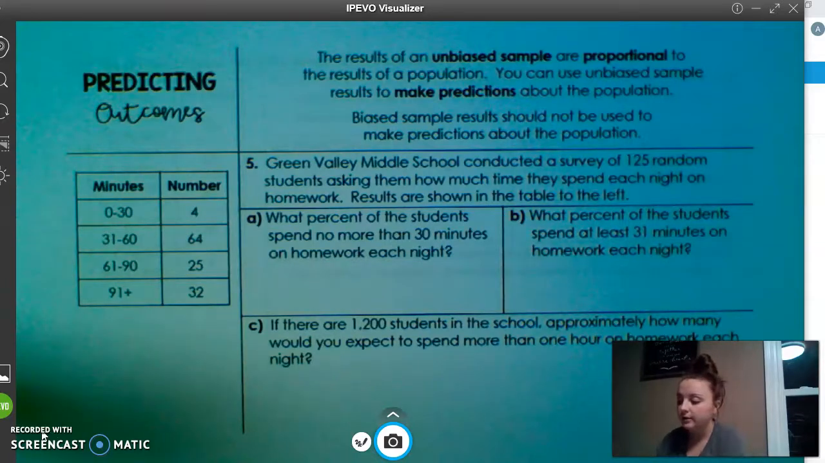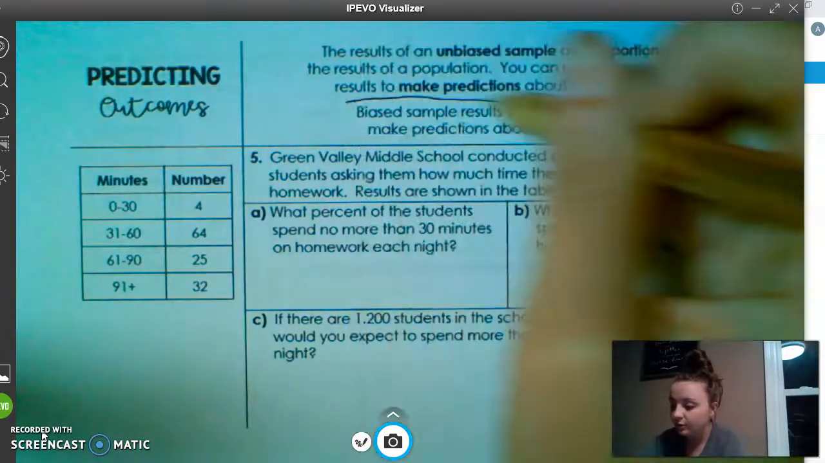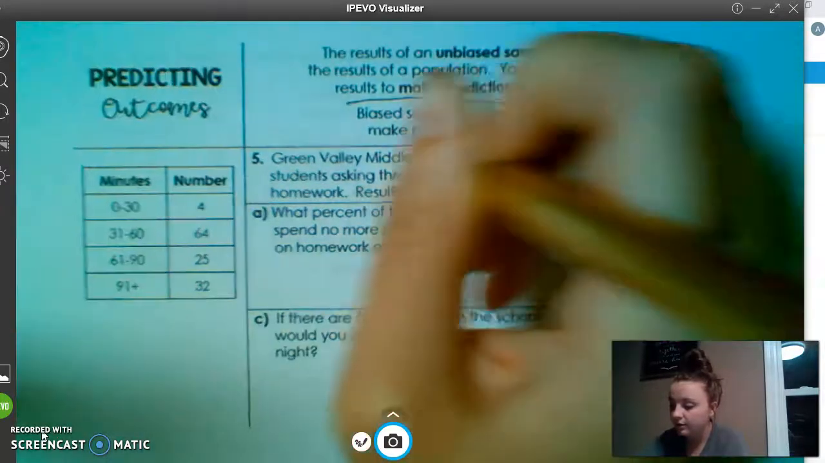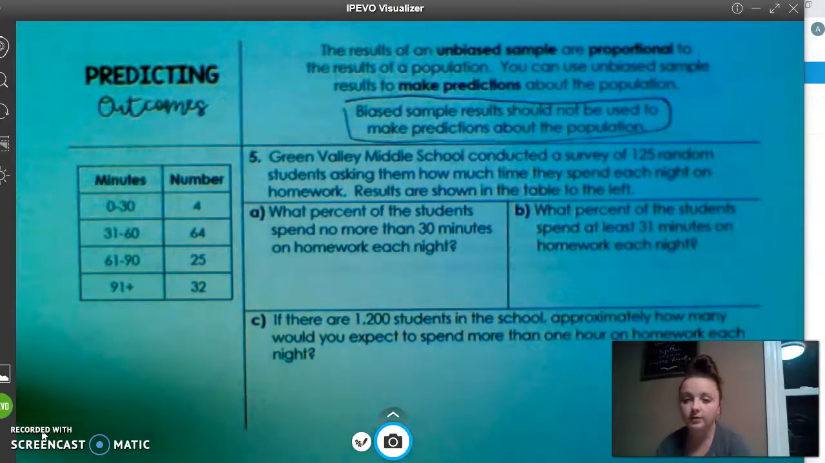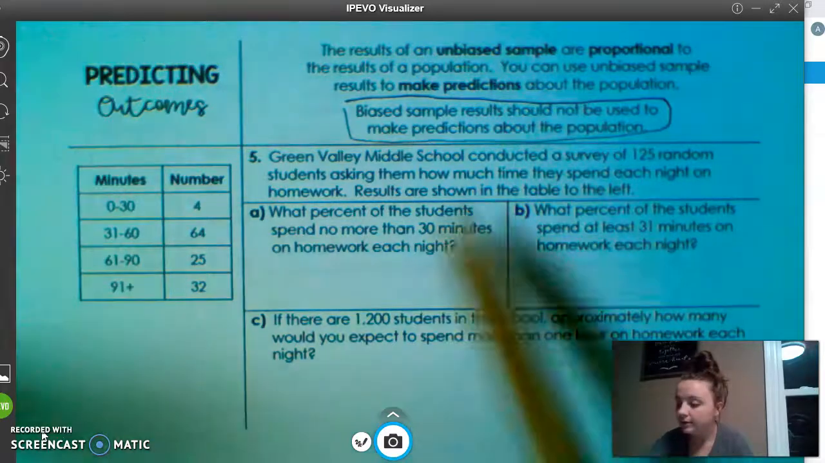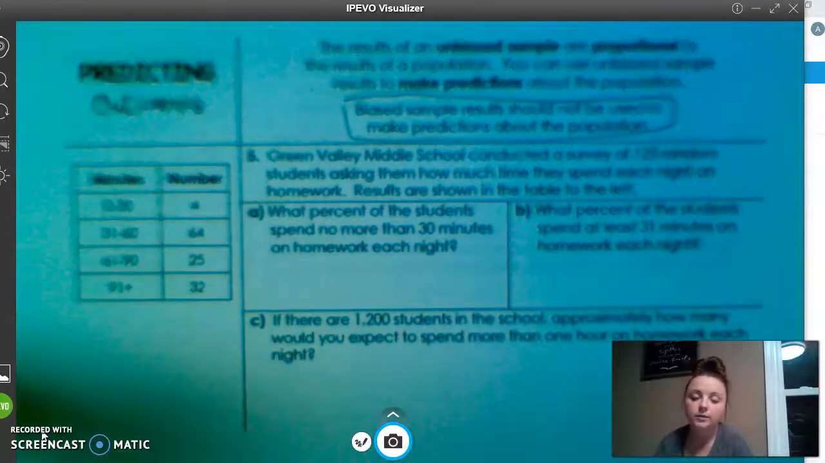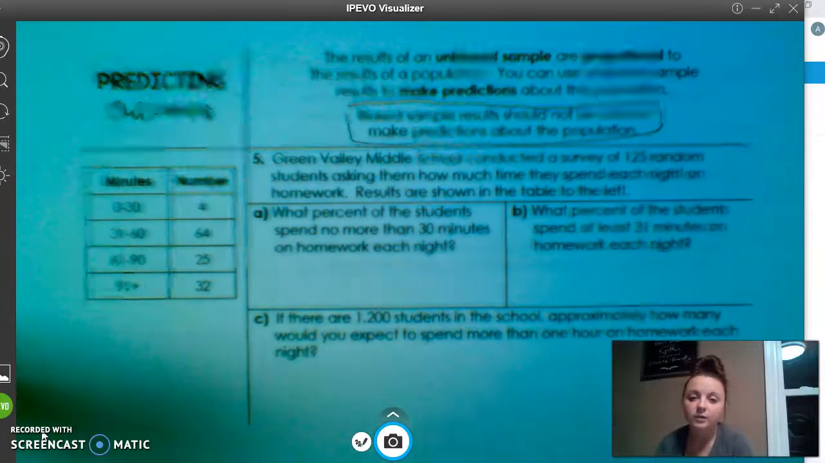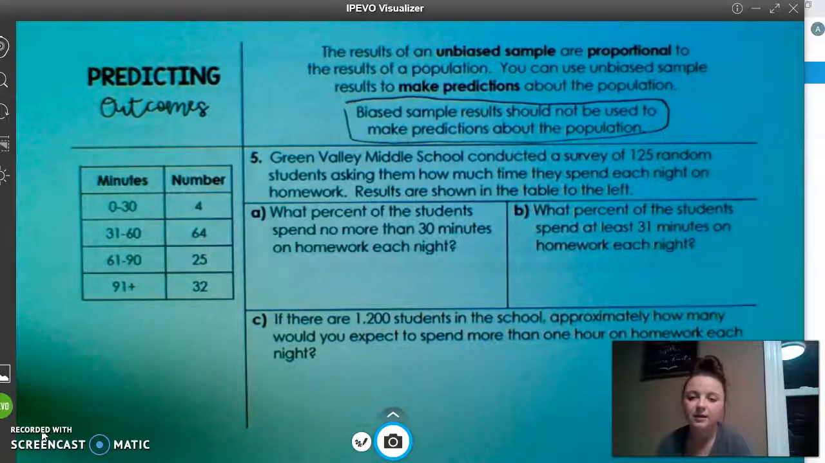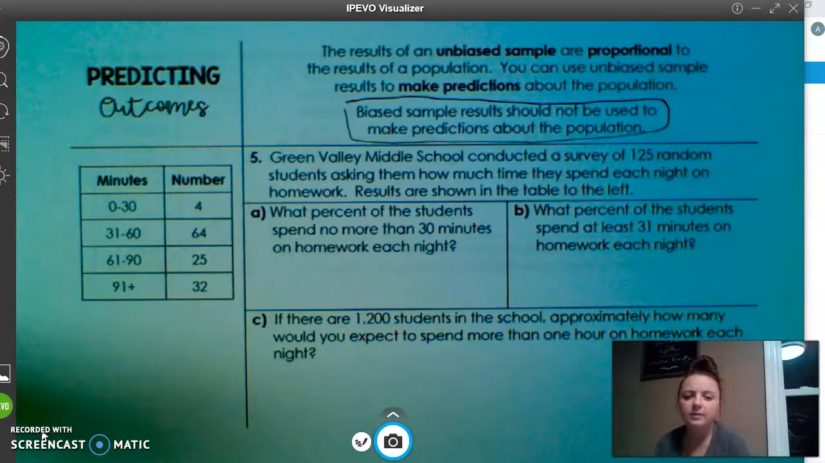Here's the big deal. Biased sample results should not be used to make predictions about the population. Okay? So the one example we're going to look at is about a middle school. Number 5 says, Green Valley Middle School conducted a survey of 125 random students, asking them how much time they spent each night on homework. Results are shown in the table at the left.